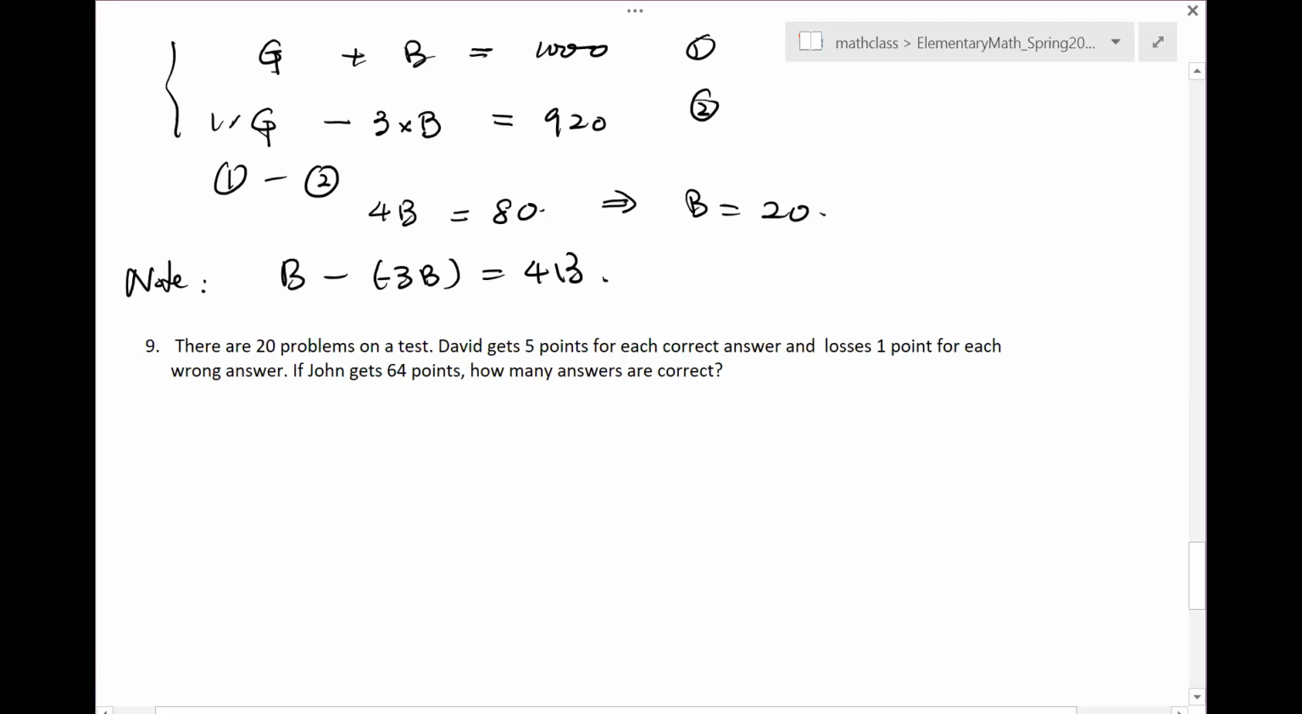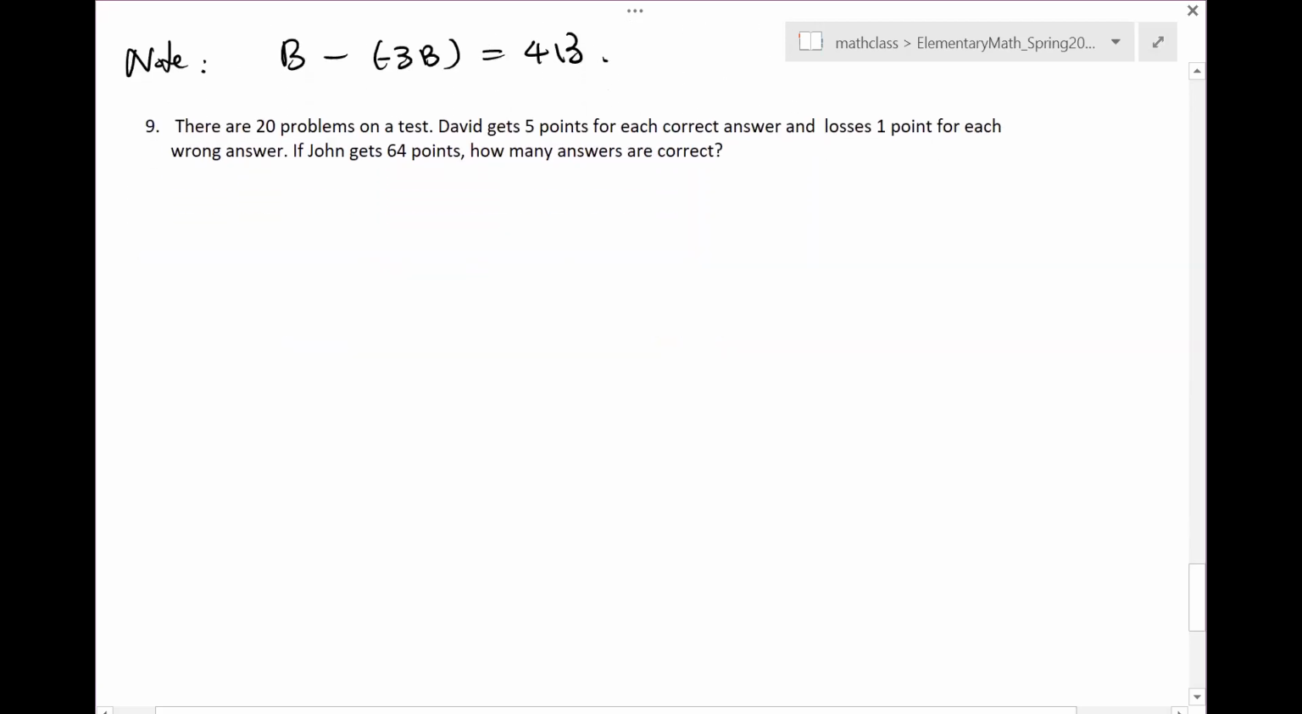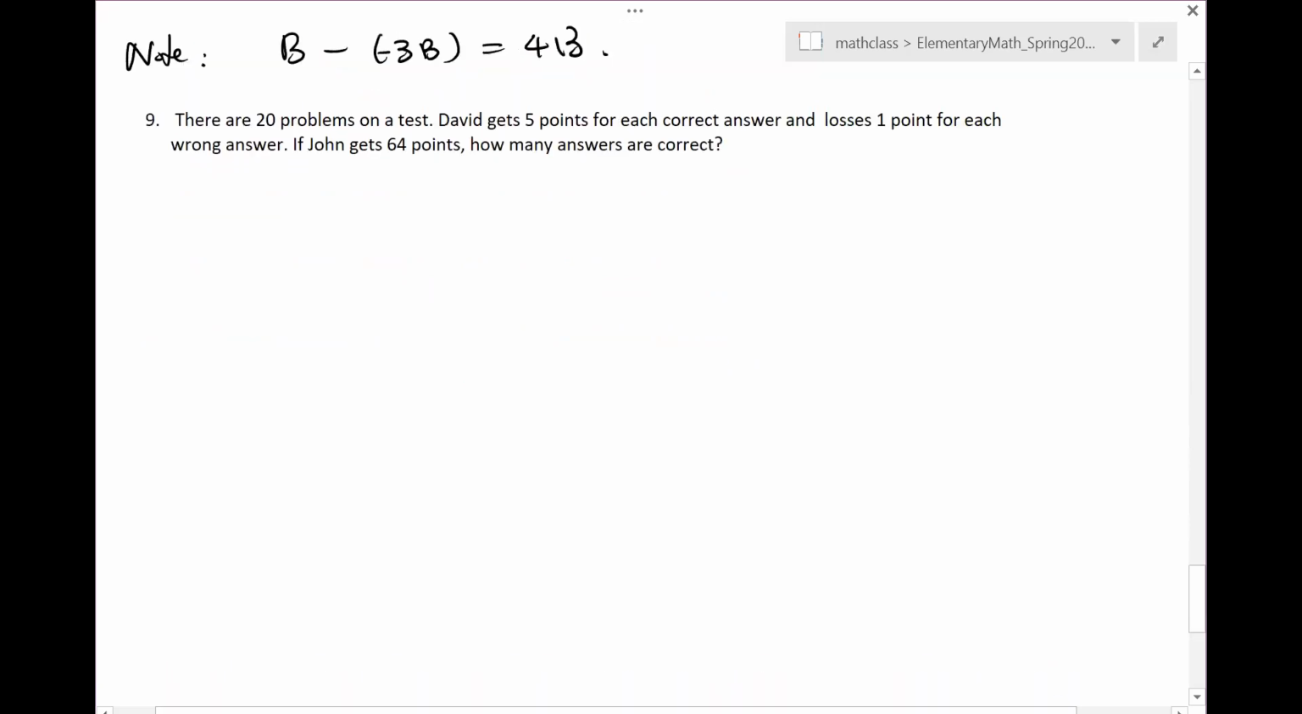All right, let's try the next one. Now, we hope we can solve it using equations. There are 20 problems on the test. David got 5 points for each correct one, and then lost 1 point for each wrong one. If he gets 64 points, how many answers are correct? How many answers are correct?